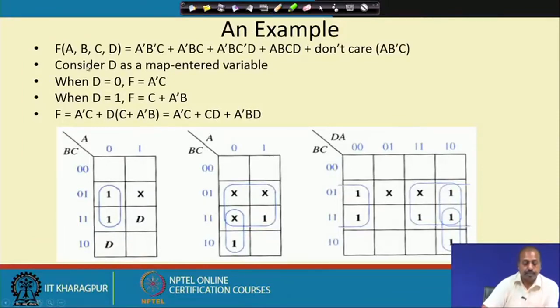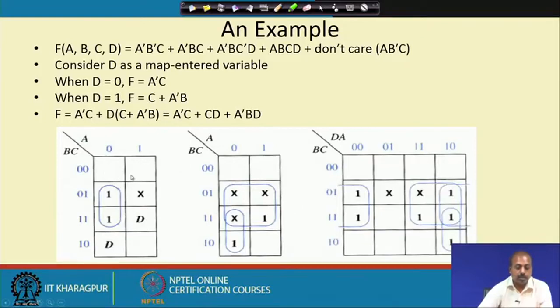So this is another example. ABCD is, say, this one: a bar b bar c plus a bar b c plus a b c bar d plus ABCD plus some don't care term a b bar c. If you consider d as the map entered variable, then when d equal to 0, you put d equal to 0 here and you get the function a bar c. Those two terms cancel out, so you get a bar b bar c plus a bar b c, and b plus b bar cancels out, so you get a bar c. When d equal to 1, we get f equal to c plus a bar b. This is also obtained from this one.